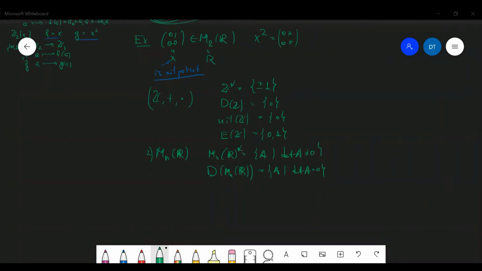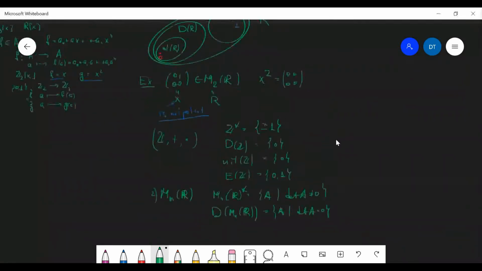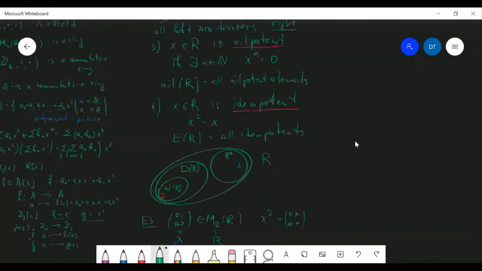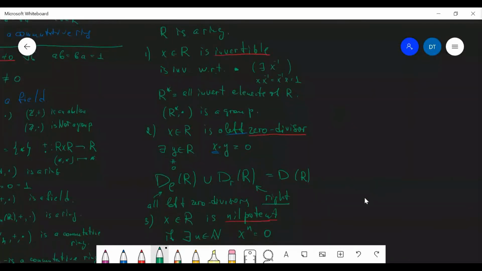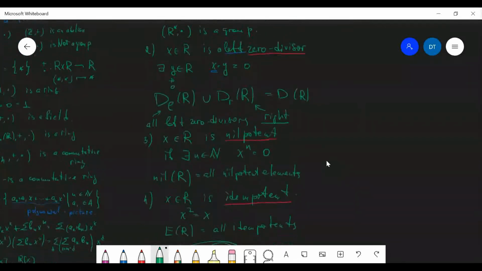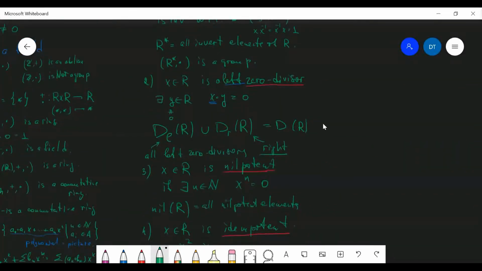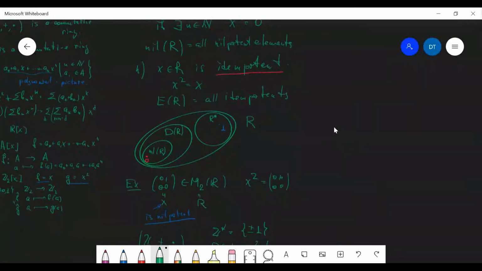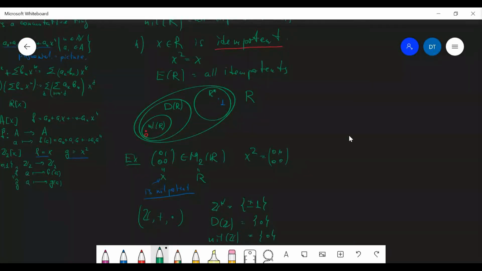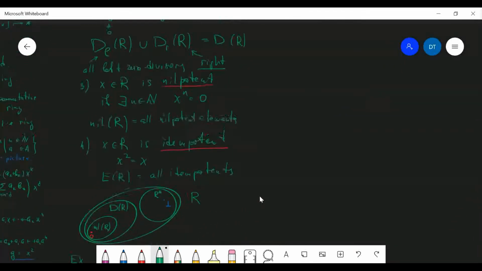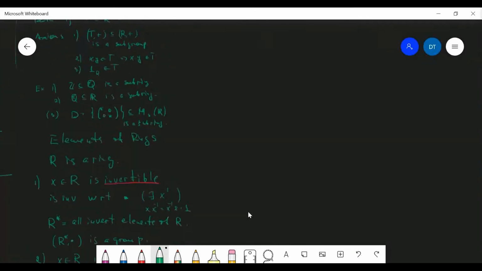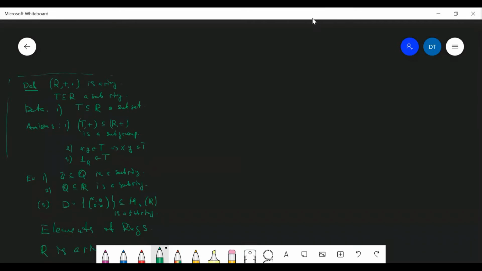Now, I want to switch to a different, oh, by the way, are there any questions? Okay, so let me summarize what happened here. I described 4 classes of elements: invertible, zero divisors, nilpotent, and idempotent elements. And I described how they're related to each other. Now I want to switch to a different subject. I want to discuss a way how to deal with the rings in a non-element-wise fashion.